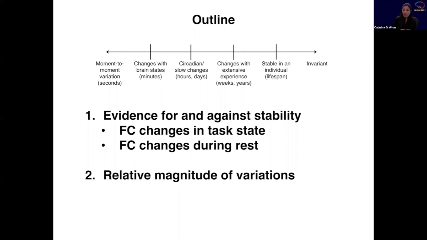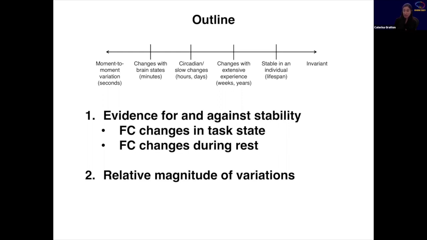So my talk today, I'm going to review these different concepts. In the first part, I'm going to focus on past evidence for and against stability and functional network measures, with a cautionary note about potential other causes of apparent dynamics in functional connectivity.